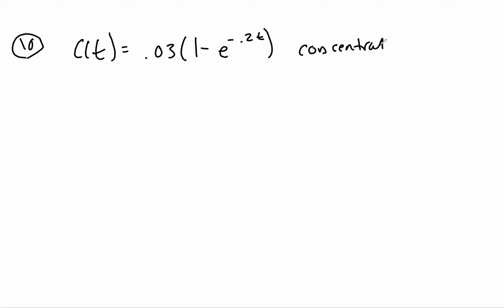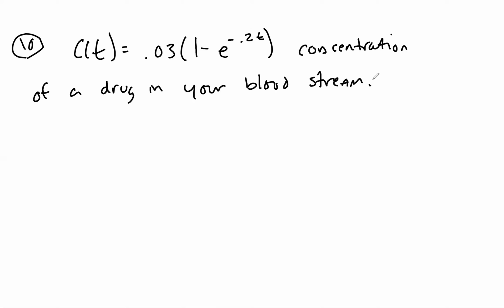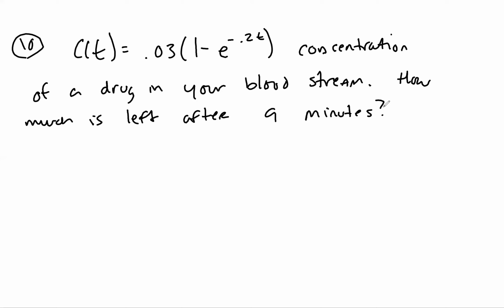Okay, we are going to be given this function, and it's going to be C of t equals 0.03 parenthesis 1 minus e to the negative 0.2t. And this particular formula tells us the concentration of a certain drug in your bloodstream. And this problem wants to know how much of the drug is left in your bloodstream after 9 minutes. So this problem is going to be super easy, okay?